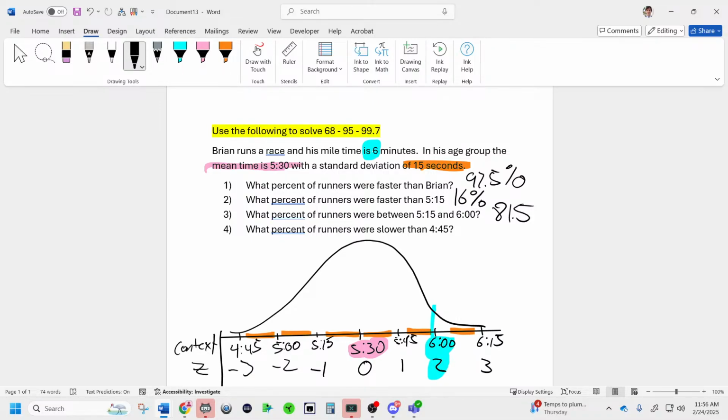Now we're going to use one of the empirical rule numbers, and we're going to plot faster than. Faster than means we need to shade below Brian's time. If people are faster than you, they have a lower time. That's the way faster works. I know you might think faster is higher, but no, it's going to be lower time. Now we write down the 95 number for the empirical rule, and we take the outside remaining area.